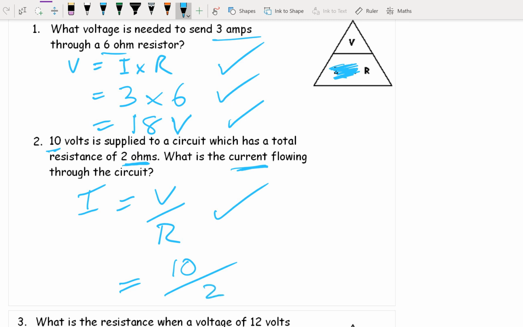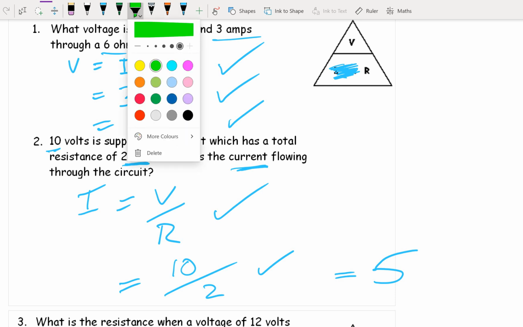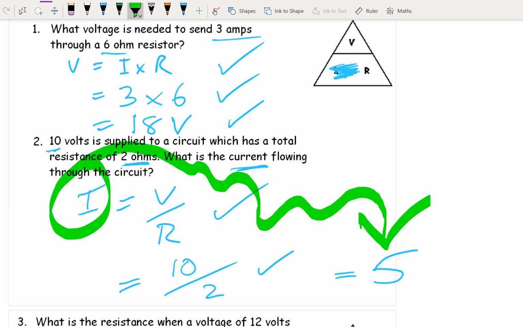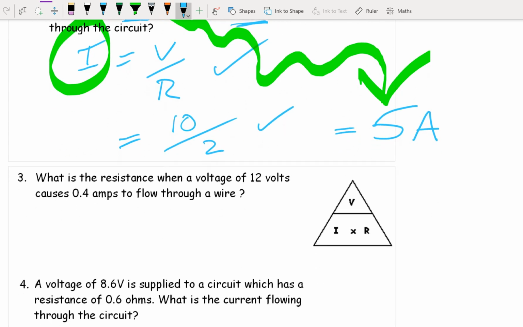In a GCSE exam, you would get another mark for writing your workings down. And the answer, 10 divided by 2, use a calculator if you want, is 5. Now you go all the way back to the beginning, because you want to know what the units are. There it is. You're trying to work out I. I is measured in amps. Okay?